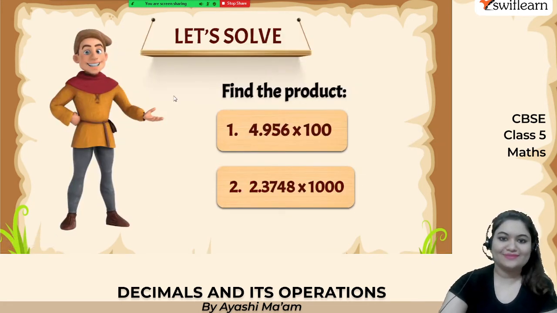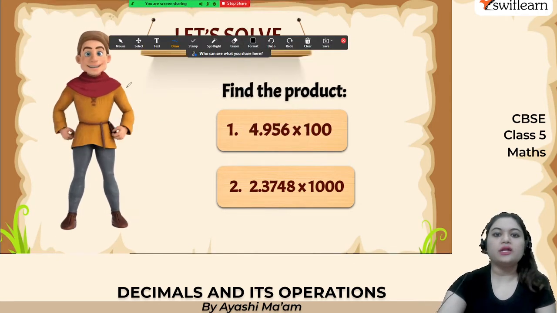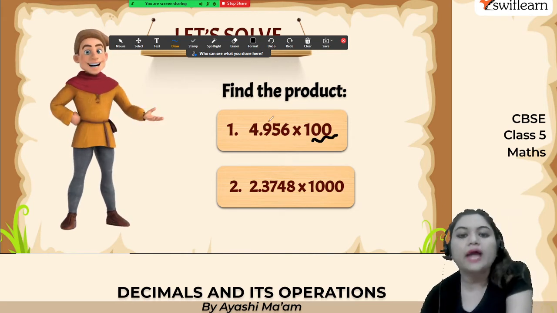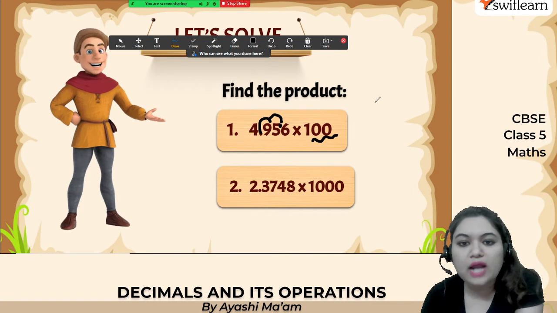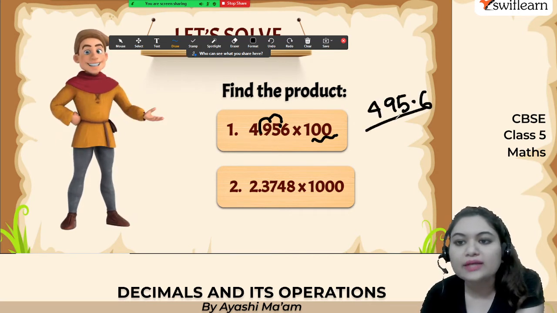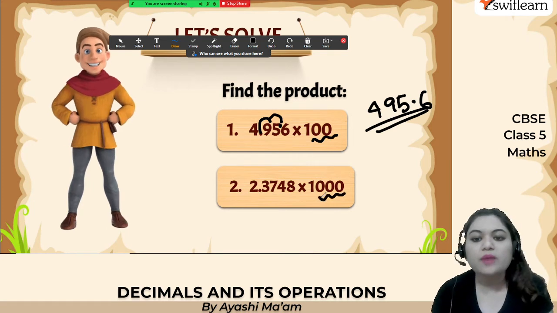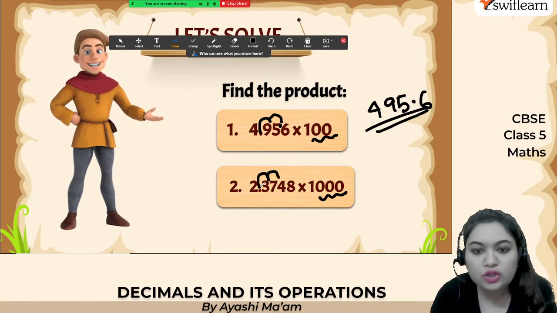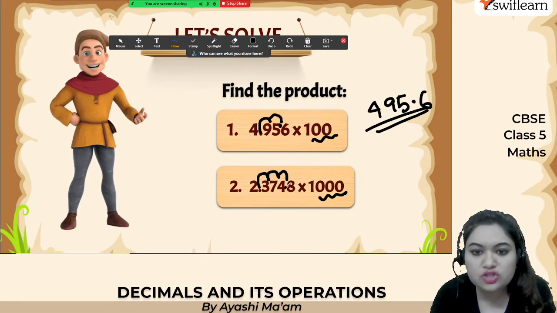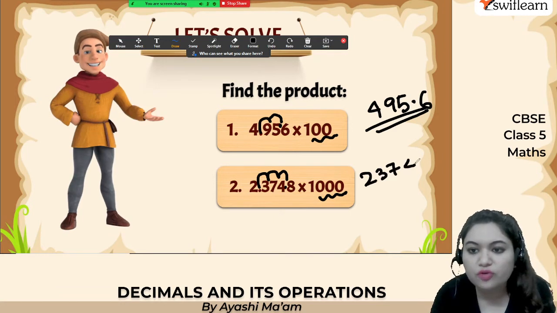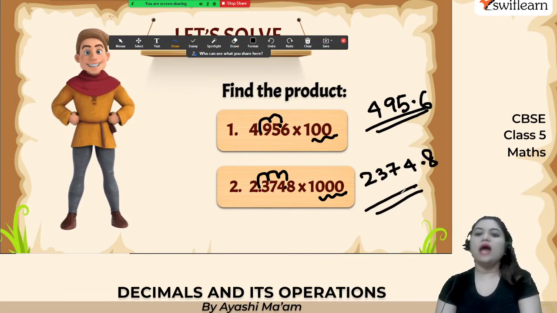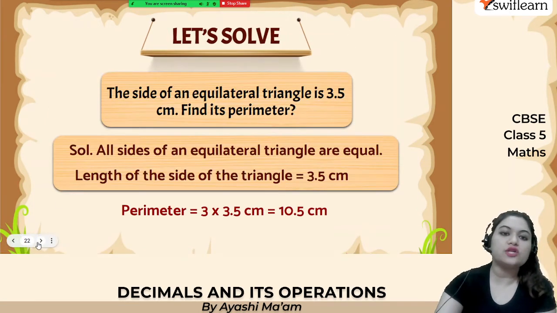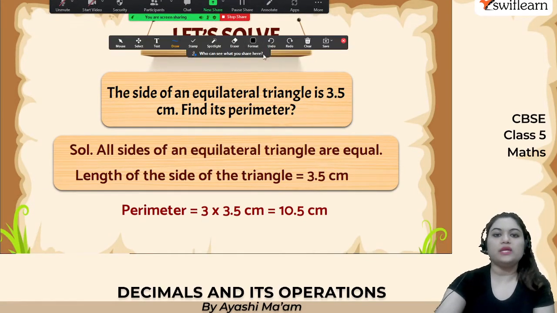To find out this product, you can simply do it mentally. How will you do it? 2 zeros in 100, so the decimal point will move to the right by 2 places. So 1, 2. So our answer will become 495.6. In the second problem, how many zeros are there in 1000? 3. So our decimal point will move by 3 places to the right. So 1, 2, 3. It's coming right after 4. That means 2374.8, and this will be our answer. So it is important to remember this trick as well. Simply count the number of zeros and shift the decimal point that many places towards the right.